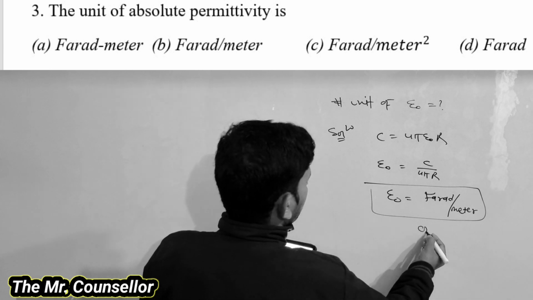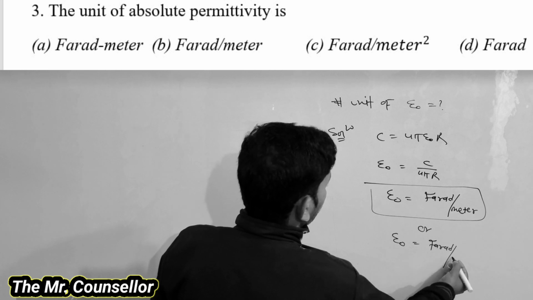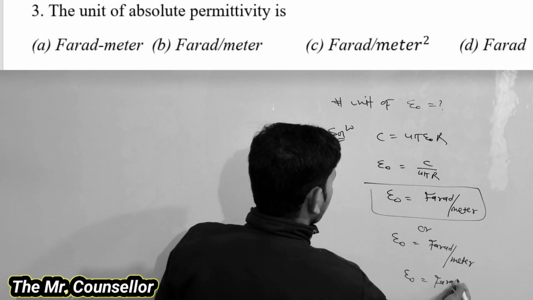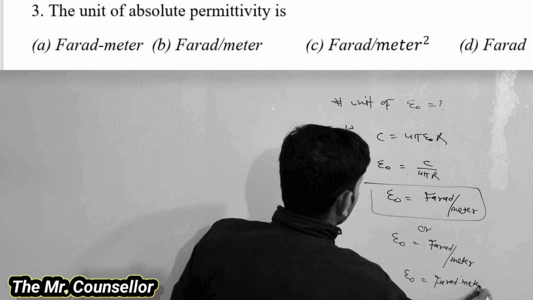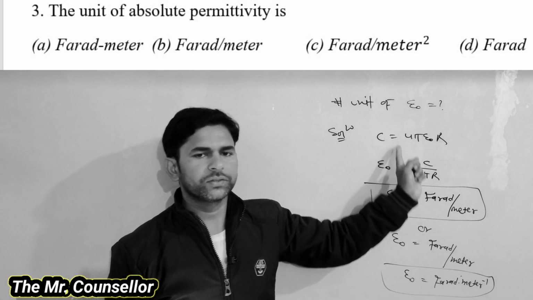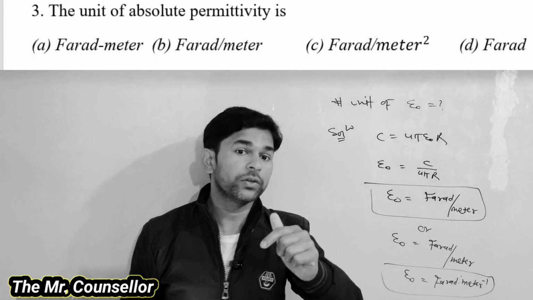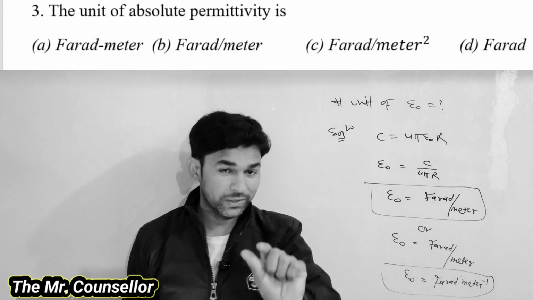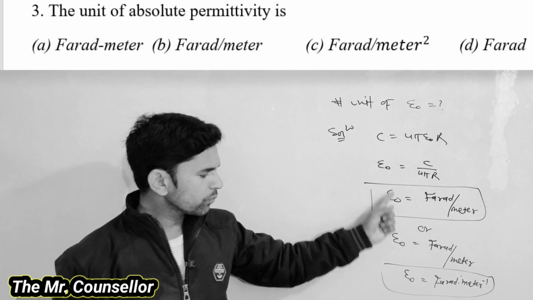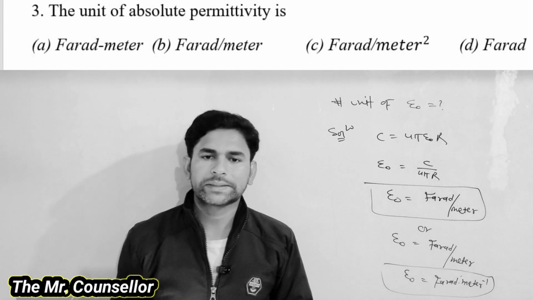So what will be the answer? The unit of epsilon naught will be farad per meter. Also you can write farad into meter inverse. So this is the answer of this question. We are discussing only based on units, how we can find the units of any physical quantities, if any question or formula is given, how we can find the units. That we are going to discuss in this session. Now we are going to discuss the next question.